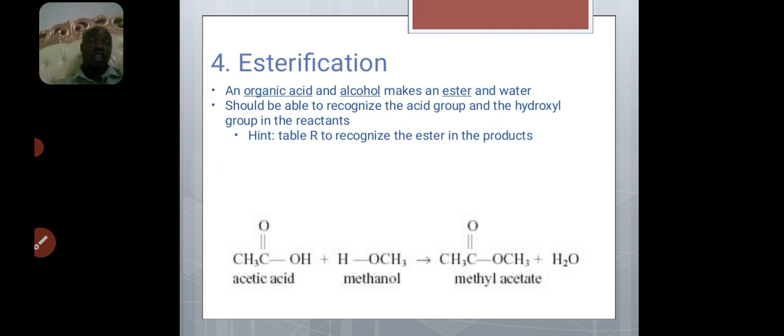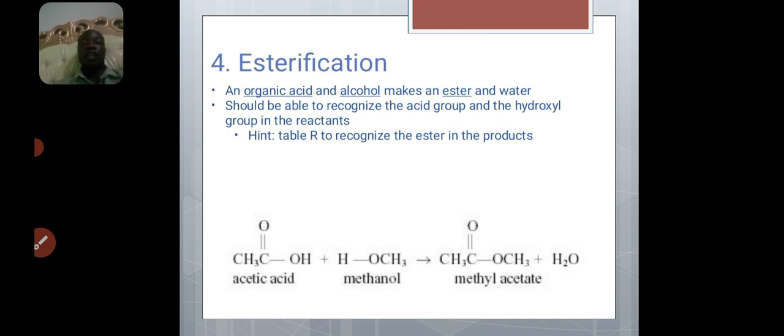Then the next thing is the esterification reaction. Esterification is a reaction between an organic acid and an alkanol to generate an ester and water. Look at it: acetic acid reacts with methanol to produce methyl acetate plus a molecule of water. This acid is acetic acid, or we can call it ethanoic acid, plus methanol, and we end up with methyl ethanoate, which is the ester.